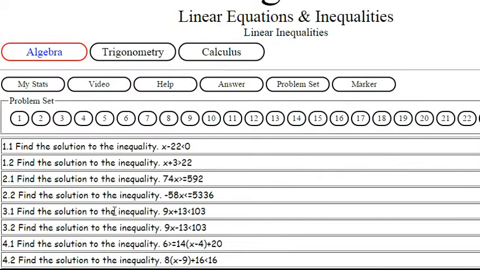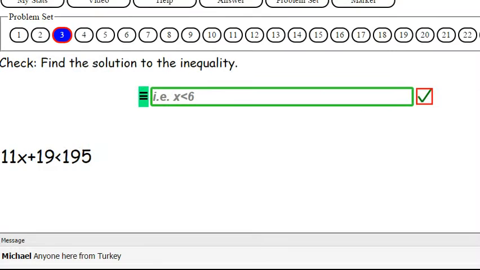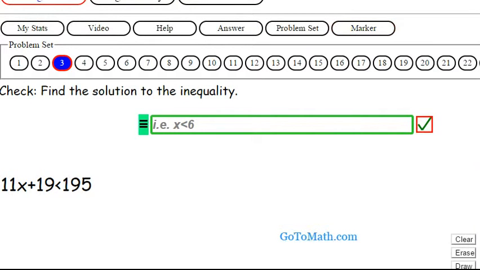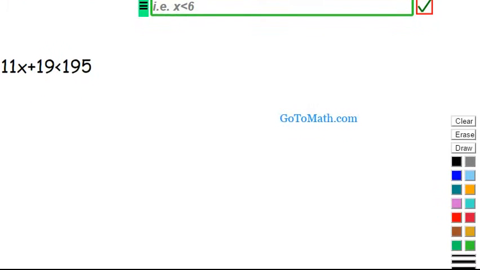Alright, linear inequalities. I think we're doing 3.1. Find the solution to the inequality. So we have 11x plus 19 is less than 195. We want to isolate x and get x by itself.